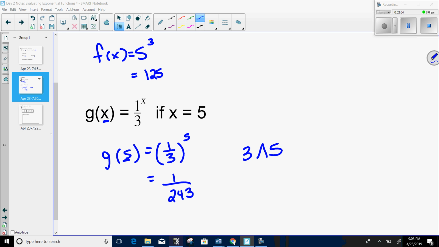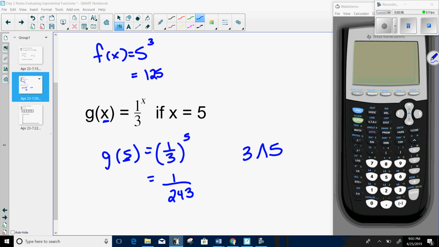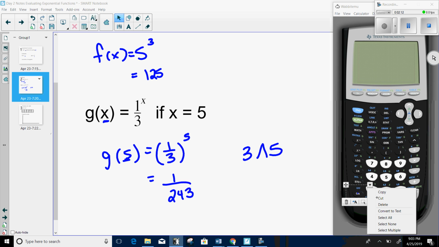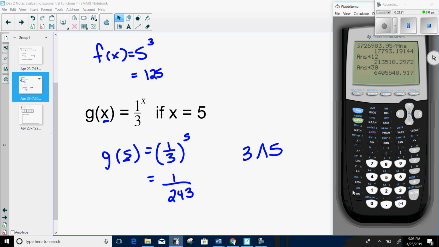If you want to see what that looks like with the calculator, you would turn it on. So if I turn the calculator on, you would do 3 raised to the 5th power, and you would hit enter, and you would get 243, and that's where I get that value from.